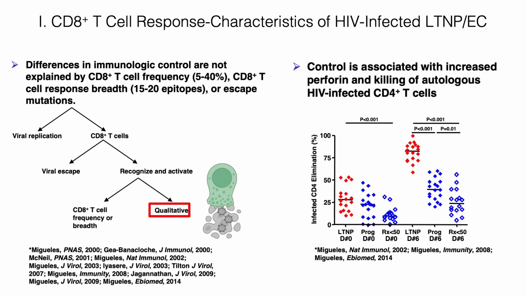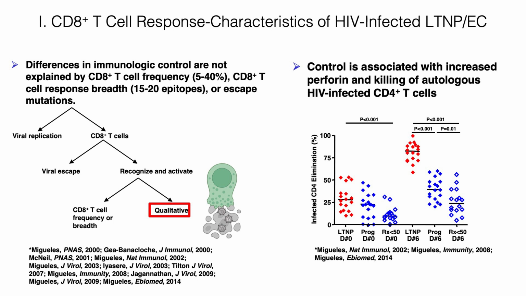Our laboratory, over many years, has studied this in a very algorithmic way, and to do that, we've taken people that naturally control HIV for many years without antiretroviral therapy, in some cases many decades, and they'll probably die of a non-HIV cause.